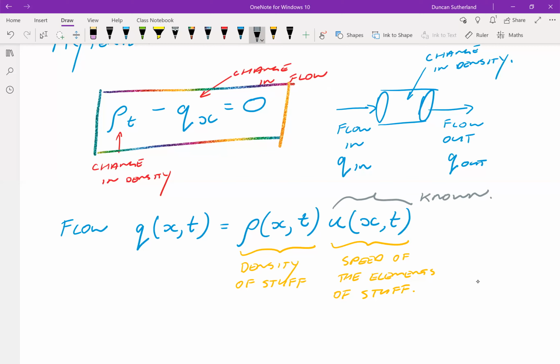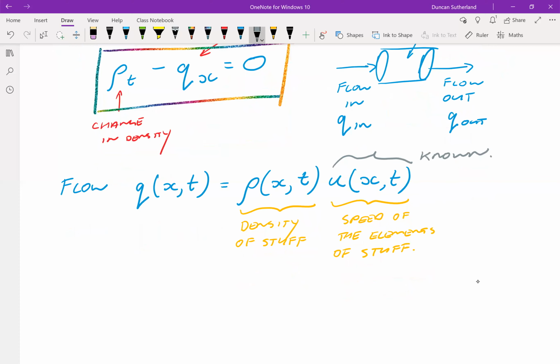We just have to plug Q equals rho U into Q_x. We've got to differentiate this with respect to x. It's two functions, so we're going to have to use the product rule, and once it's all said and done, we're going to obtain the following.